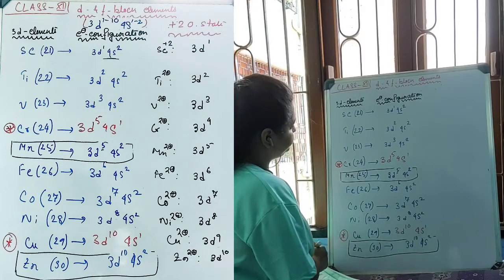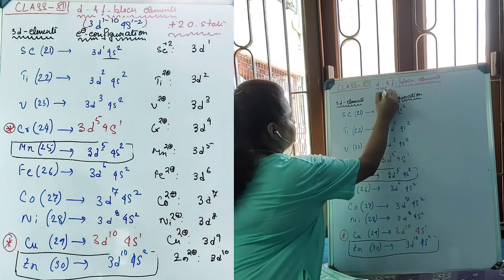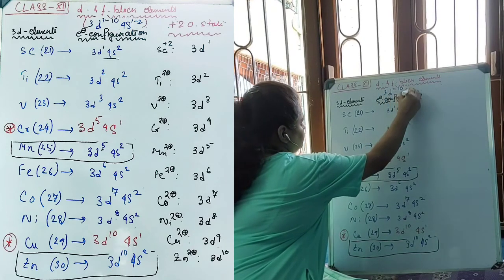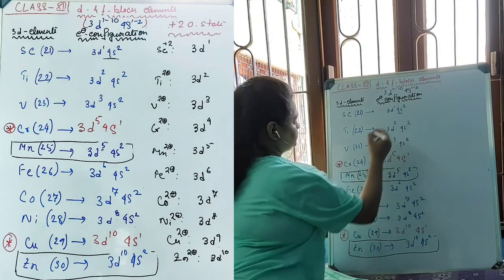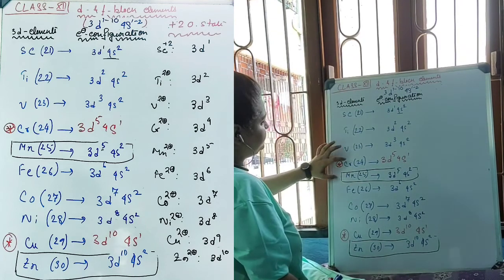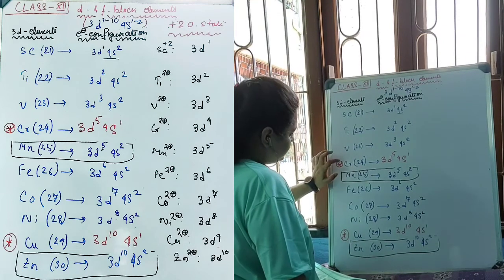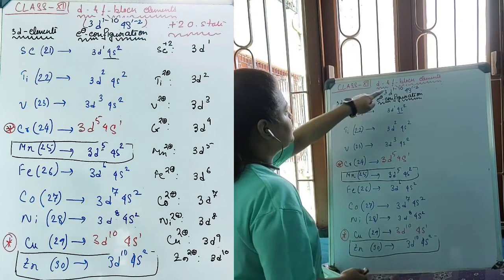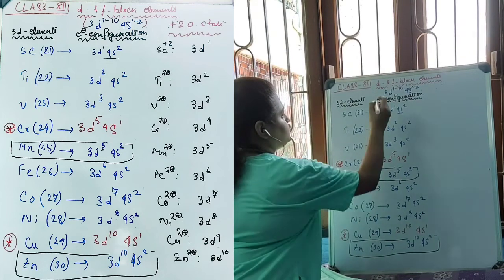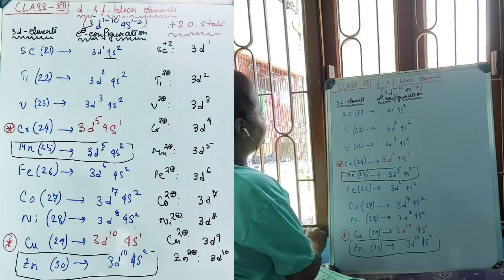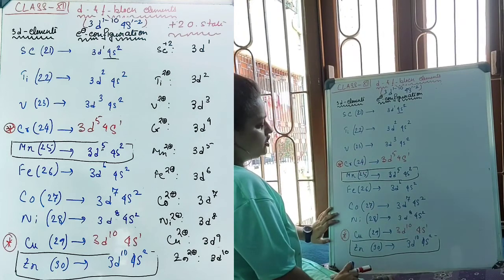The general electronic configuration is found to be 3d1 to 10 4s1 to 2. This is the general electronic configuration after the modification for chromium and copper, 3d1 to 10 and 4s1 to 2. Now this is the electronic configuration when these elements are in their neutral form.